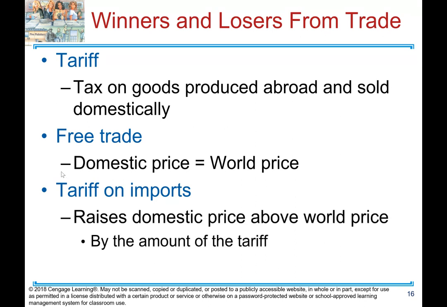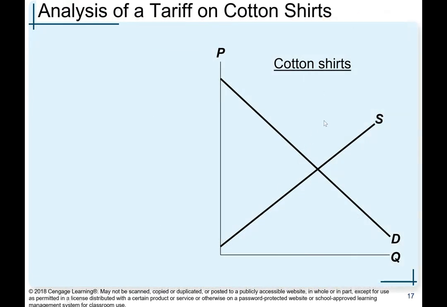Let's look at tariffs. These are trade barriers that sometimes government uses to restrict trade. A tariff is a tax on goods produced abroad and sold domestically. Under free trade, domestic price is going to be equal to the world price. And a tariff on imports will raise domestic price above the world price by the amount of the tariff. So let's look at that example in the cotton market. Analysis of a tariff on cotton shirts. World price is $20.